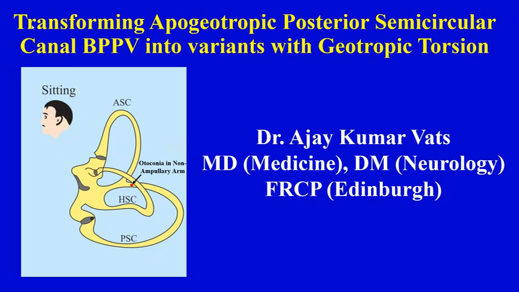So we start here with our title slide, transforming apogeotropic posterior semicircular canal BPPV into variants with geotropic torsion. This is how the animation shows the otoconia in the non-ampullary arm near the crus commune. The aim is to move this otoconia from this location into the periampullary location, resulting in typical periampullary posterior semicircular canalolithiasis with geotropic torsion.